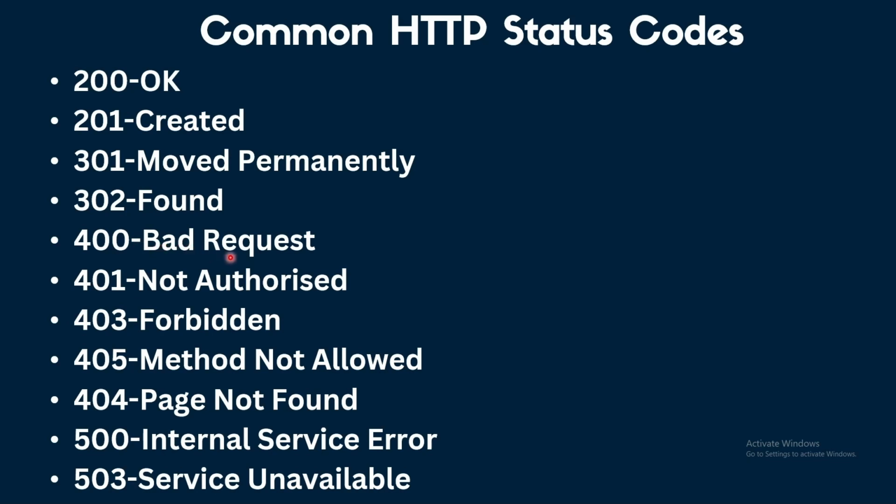400 bad request basically tells that something was wrong or missing. 401 not authorized basically means that you're not allowed to view resources. You need a username or password. 403 forbidden basically means you don't have permission to view the resources. 405 method not allowed basically means that we have sent the wrong method request. 404 page not found means that the page doesn't exist. And 500 internal server error basically is a server error. And 503 service unavailable basically shows overload or maintenance.